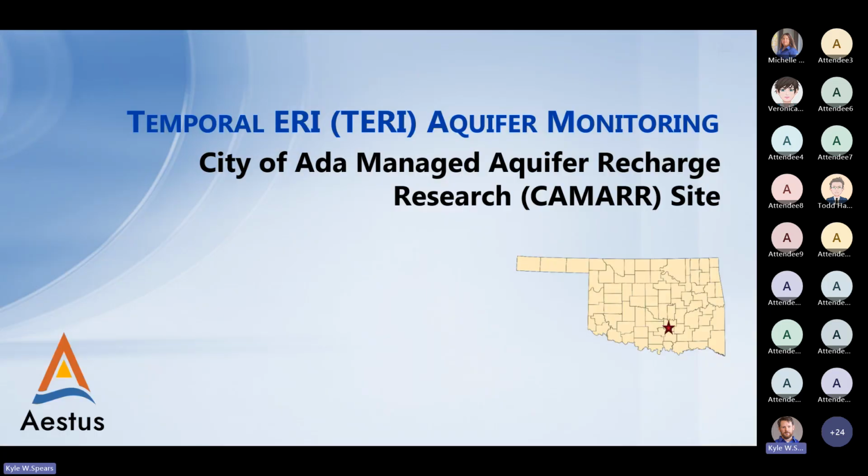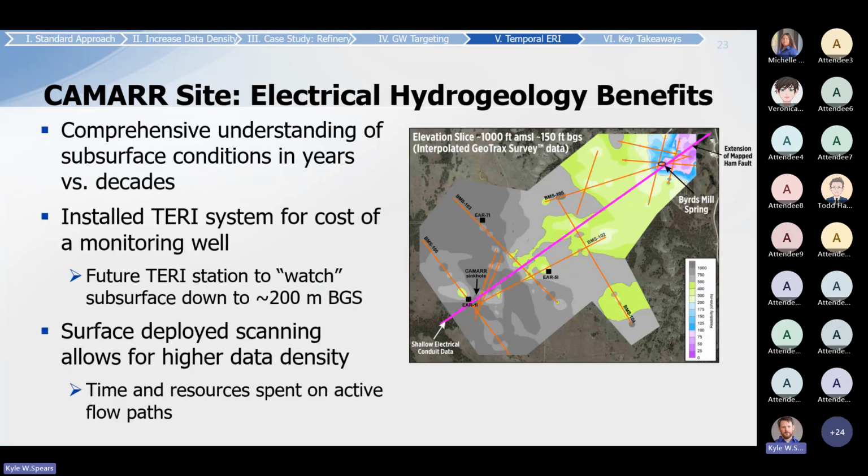All right, so moving on here. Now we'll talk about temporal imaging and the benefits that offers. Again, we're in our fractured carbonate aquifer here, and the electrical scanning data in general provided a good, say, semi-regional understanding of this aquifer in a matter of years versus decades. So we were able to figure out key geologic faults that were at play. We were also able to figure out things like the groundwater flow direction can change 90 degrees under different water table conditions.